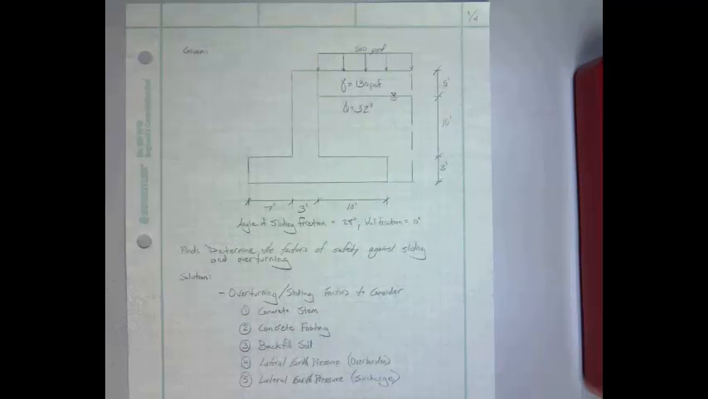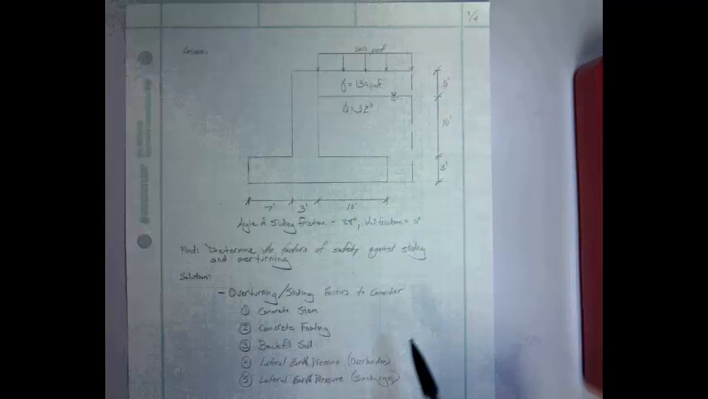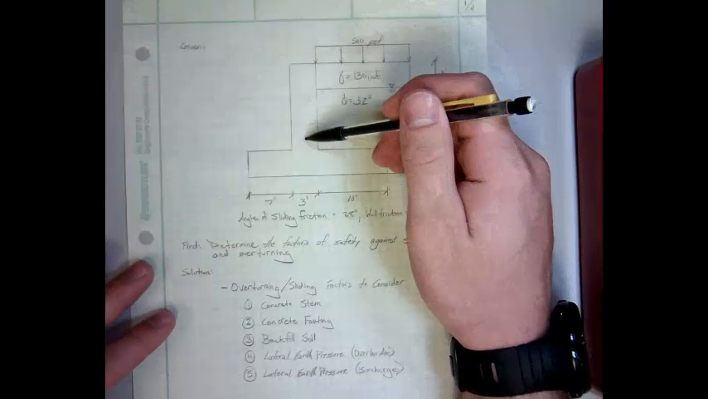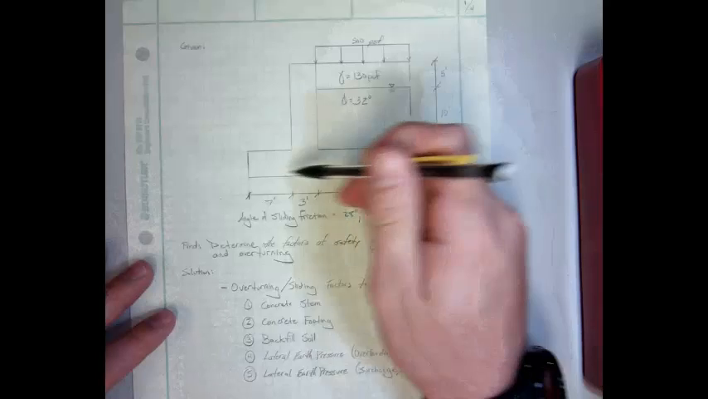So going through this, what we want to look at now is what are the different factors that are going to contribute to the overturning and sliding. The first one is going to be the concrete footer itself, breaking it up into the stem right here, and then into the actual footing.